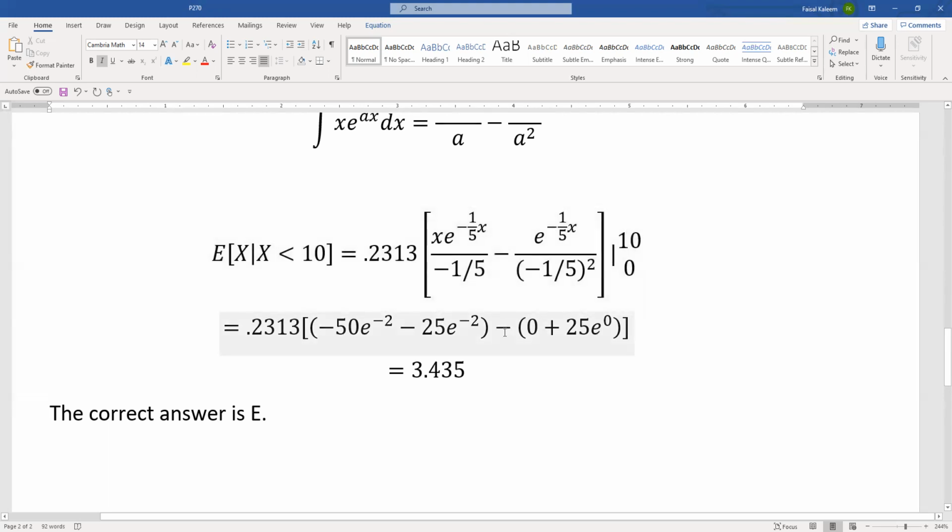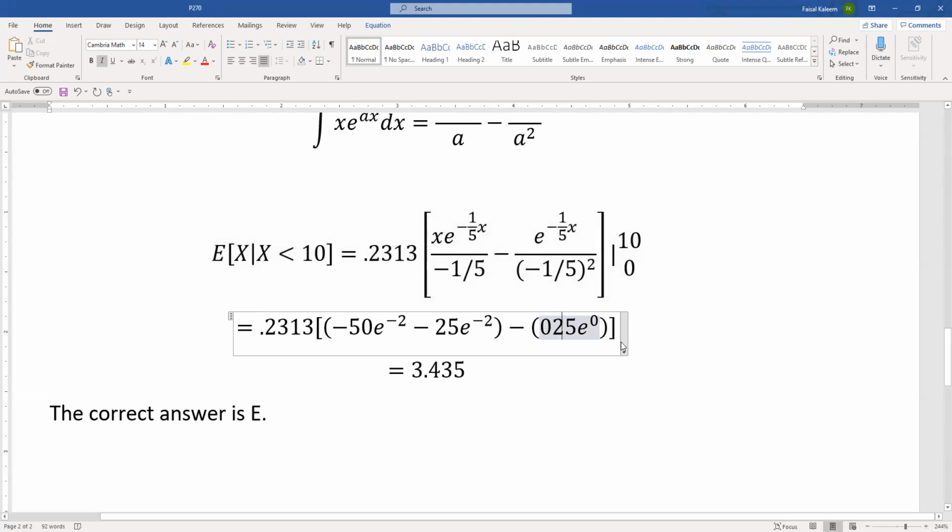And then minus the lower limit, which is 0 because x is 0 here. Oh, this should be negative, because this negative is killed by this square, that becomes positive, and we still have this negative. So minus 0 minus 25 e to the 0, the lower limit is 0. And then when you do all this, it simplifies to 3.435. That's choice E.